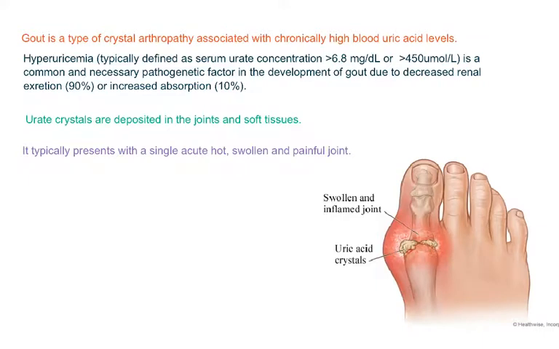Gout is defined as a form of crystal arthropathy or arthritis due to chronically high blood uric acid levels. Uric acid levels of more than 6.8 mg per deciliter or more than 450 micromole per liter is the most common cause of gout. It occurs mostly due to decreased renal excretion of uric acid or increased absorption. Uric acid accumulation forms urate crystals that are deposited in your joints and soft tissues, causing a hot, swollen, and painful joint.